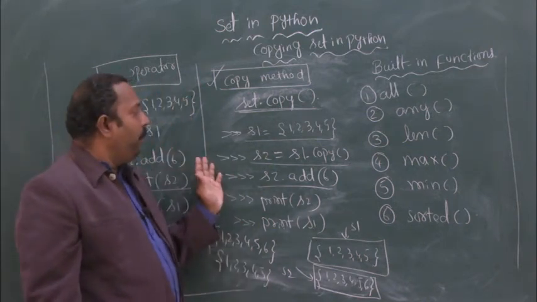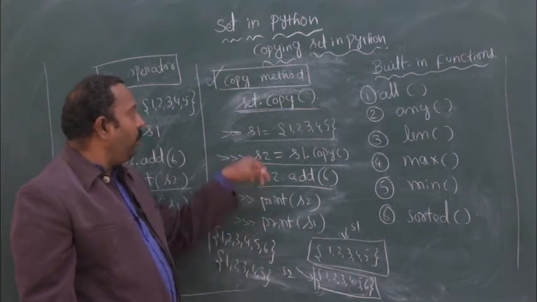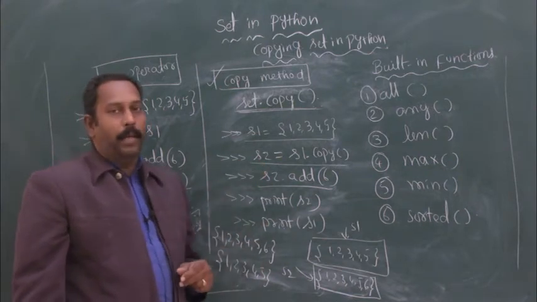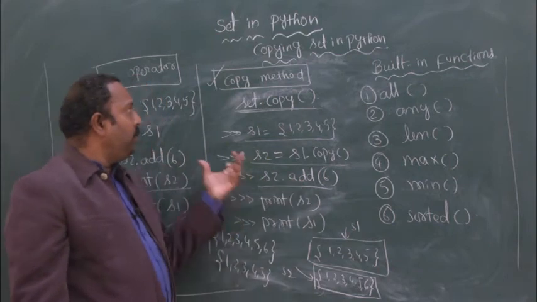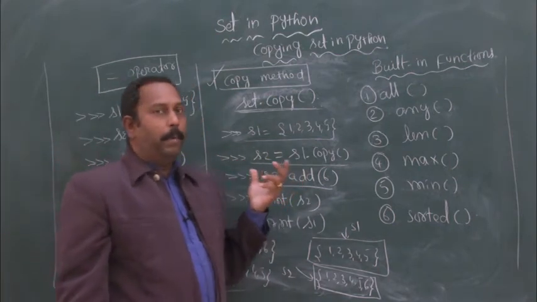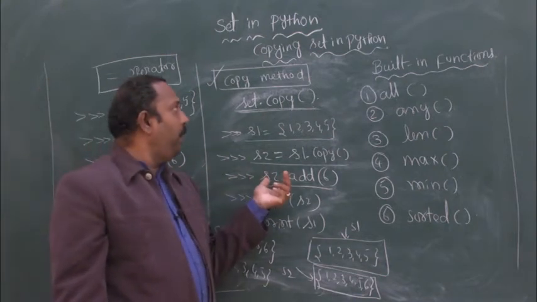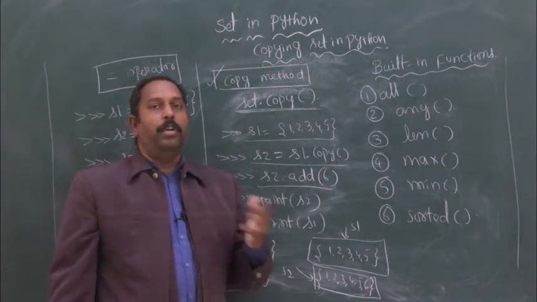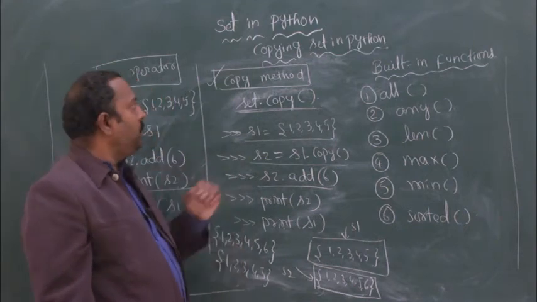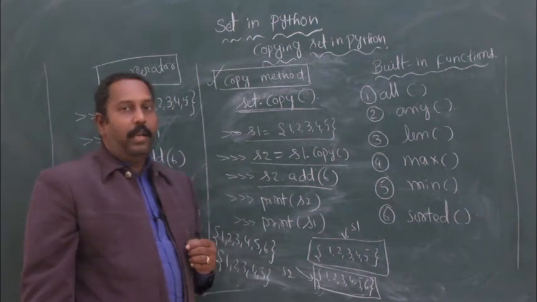But if you want a different output, then you have to go for the set dot copy method. So these are the two methods available. In the assignment case, both are pointing to the same location, but in the copy method, both are pointing to different locations. So this is copying a set in Python.